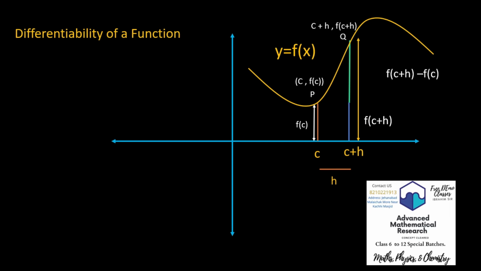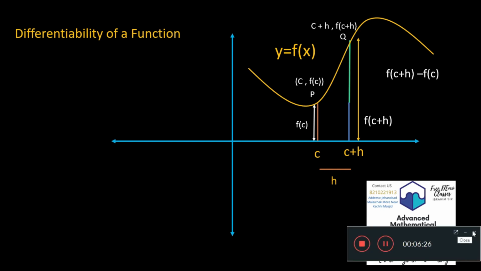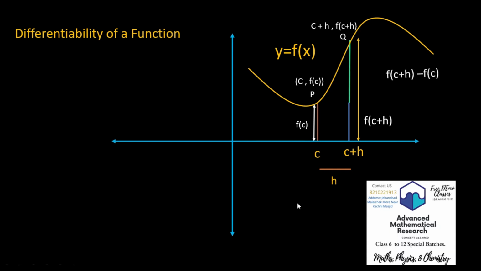That will become f of c plus h minus f of c. Because the whole height is f of c plus h, and this small height is f of c. So if we do f of c plus h minus f of c, then we get this light green height. The height is f of c plus h minus f of c.